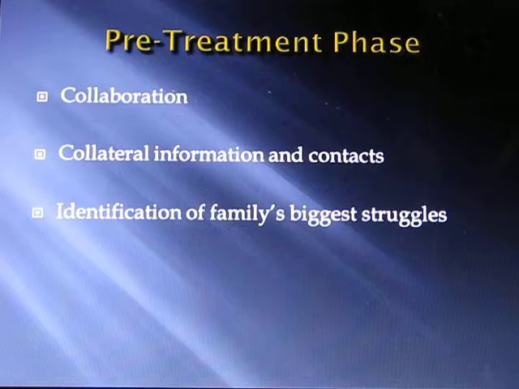And then with collateral information, you're going to want to review different things like their school reports, reports on their behavior, any law enforcement reports, anything like that. And you just want to talk to different people that have contact on a regular basis with the family. And then you're going to want to review all this information and identify what you believe are some of the family's biggest struggles.